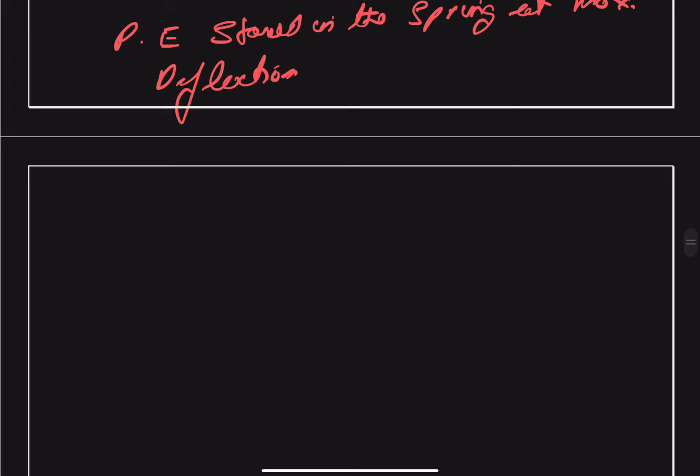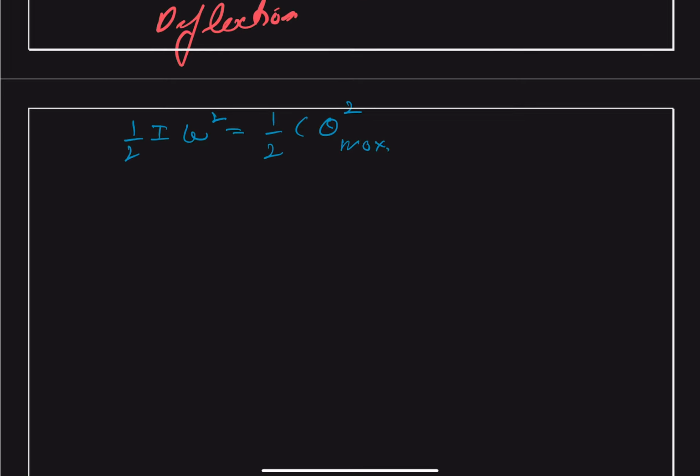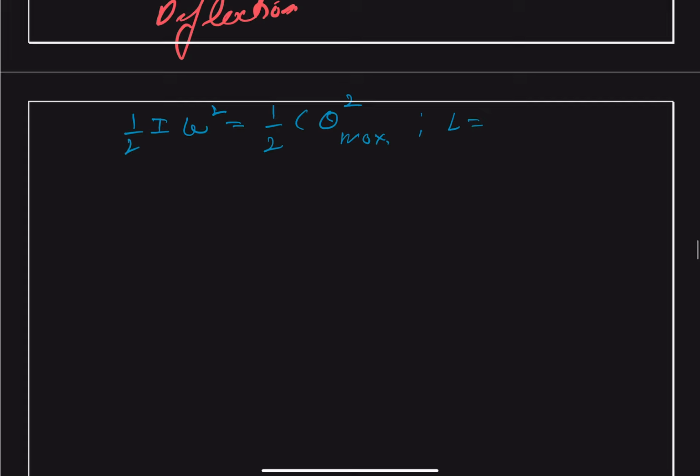Therefore we can say that half I omega square is equal to half C theta square at maximum deflection. We already know the formula that L is equal to I omega, and that will be equal to NBAQ, which gives us omega equal to NABQ divided by I.